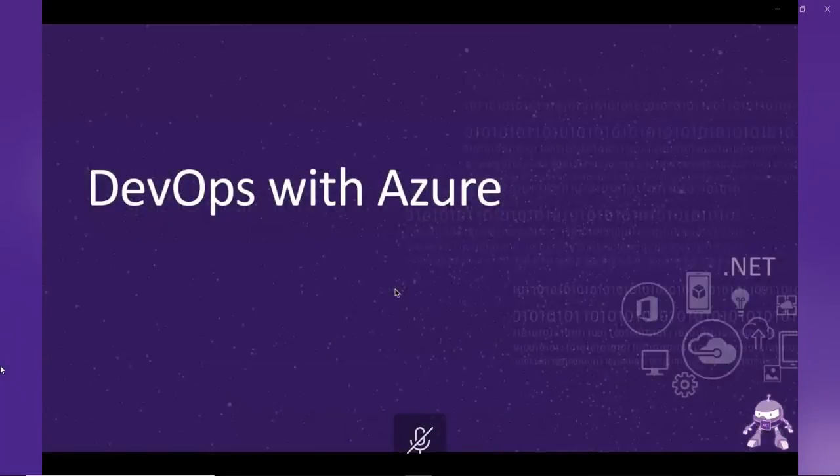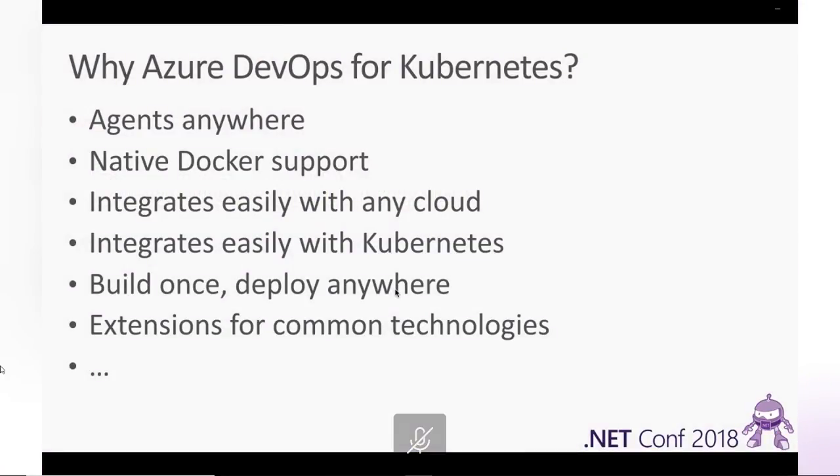So let's keep moving. How would you do DevOps with Azure? Well, now you have the Azure DevOps product, which was previously named VSTS. The good thing for Kubernetes is that you can have agents anywhere, and I'm going to explain why that is good in the demo. You have native Docker support, it integrates easily with any cloud, and it integrates easily with Kubernetes, even if you install Kubernetes the hard way. You can build once and deploy anywhere, and it has extensions for common technologies like Terraform, Ansible, and things like that.